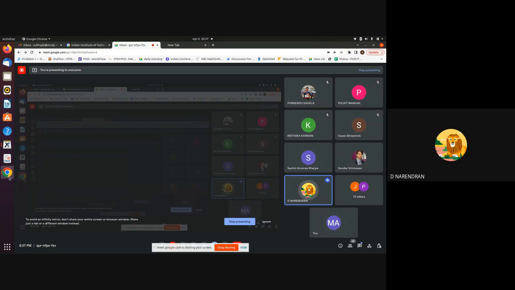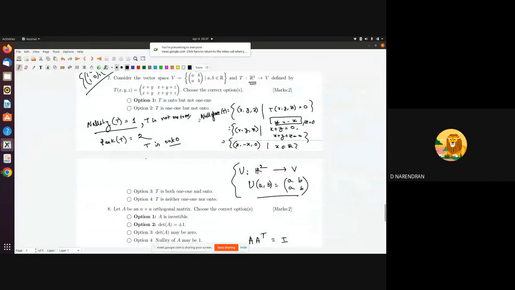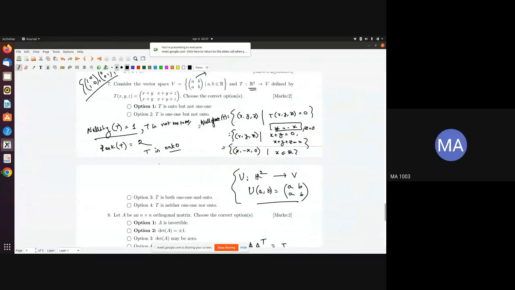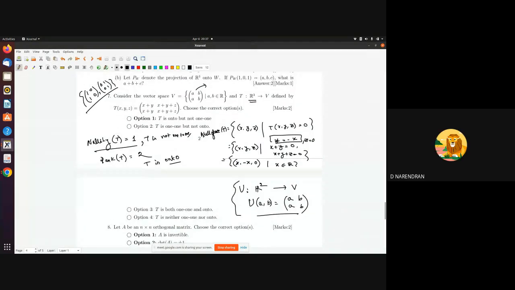So 8 marks I lost. Okay, 8 marks in 25, is it? 25, yes. 3, 3 and 2. That one, onto and 1-1. No, that one I thought both are. I put it as neither onto nor 1-1 because nullity was not 0. We are sure that it is not onto, but 1-1 I couldn't.